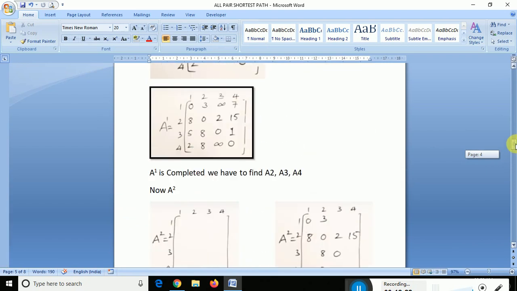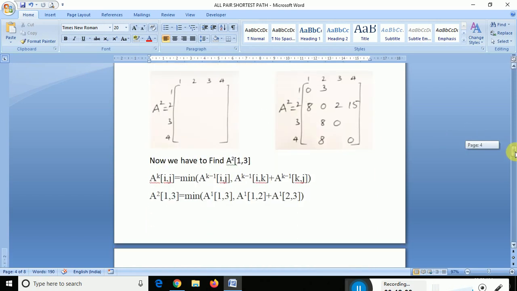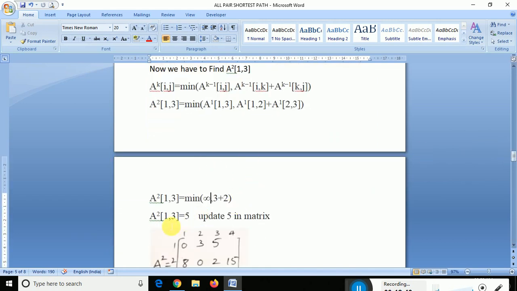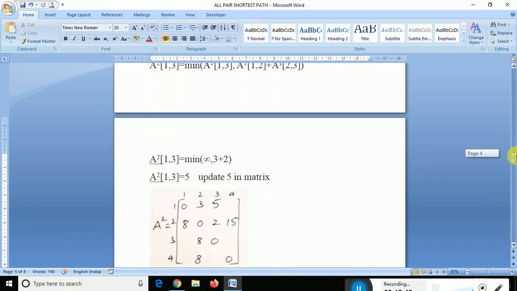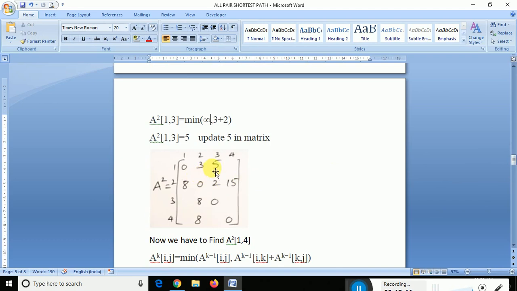First row second column and second row third column. First row second column is what? 3. Second row third column is what? 2. 3 and 2. So when we add both, 3 plus 2 will get 5. So what we'll do? We'll update the answer as 5 here. Understood?